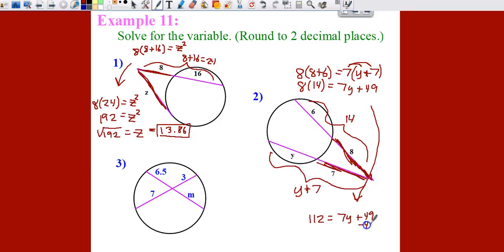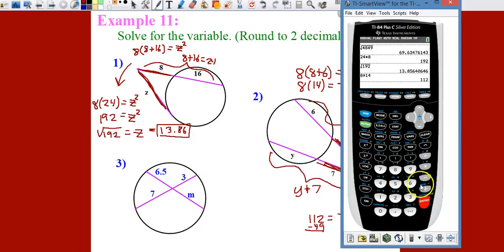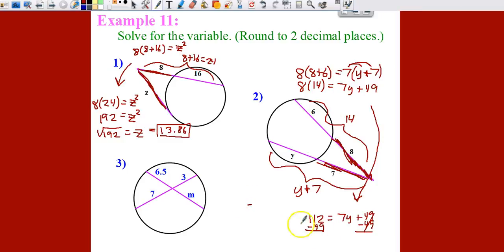We're going to subtract 49 from both sides. I'll cancel that out. And 112 minus 49 is what? 63. And my last step is to divide by 7, and that's going to get me 63 divided by 7. So 63 divided by 7 is what? Y is going to be 9.